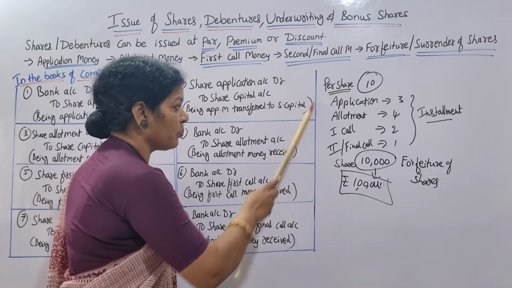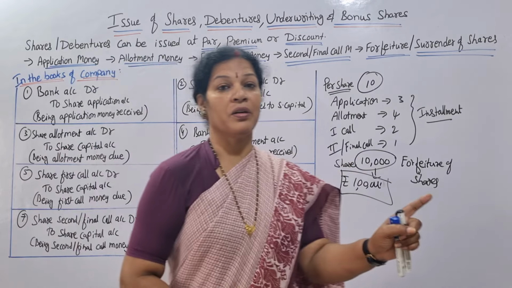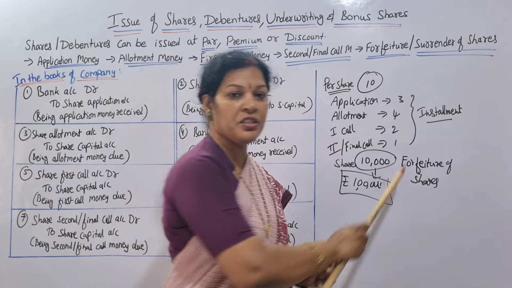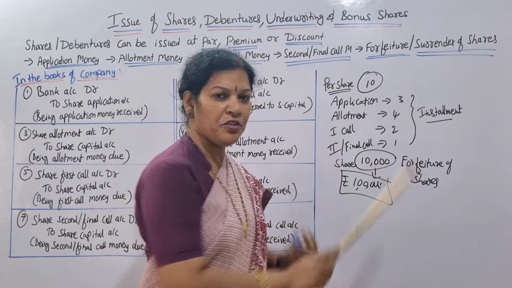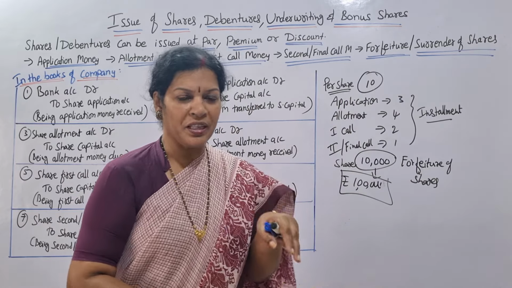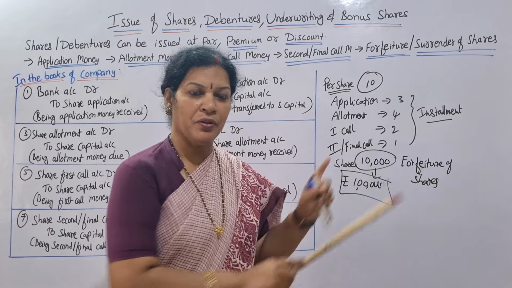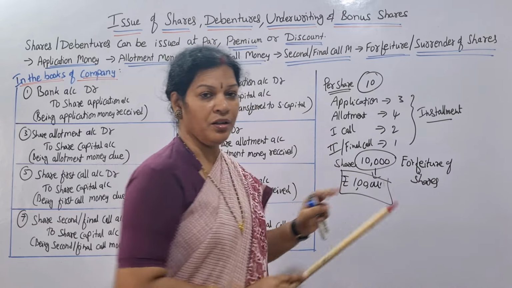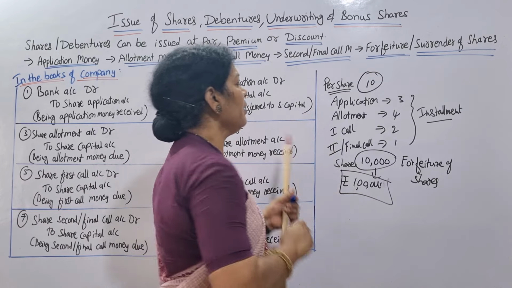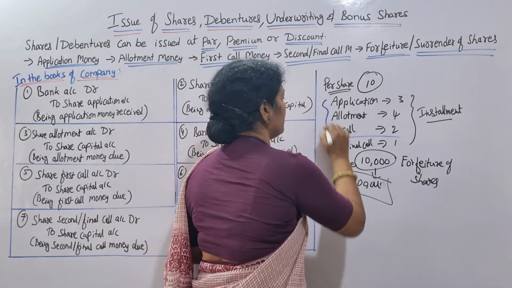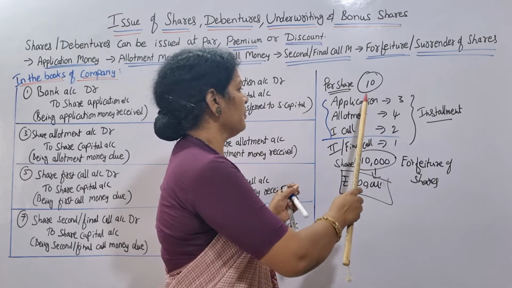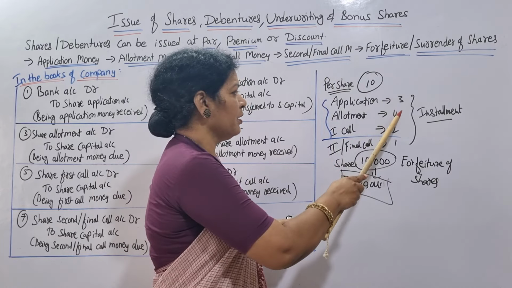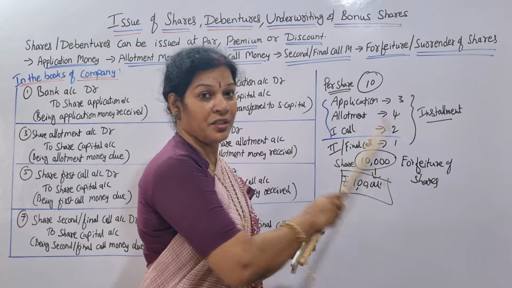Did you get all the points? Now, this one also please remember. Any shareholder need not pay the total share amount at a time. He has to pay on installment basis. On application, some amount for buying the application, at allotment time some amount, first call some amount, and second or final call some amount. Sometimes there may not be a second or final call, and only these three are there: application, allotment, second call. Suppose the second call is 3 rupees. 10 rupees over, na? 3, 7, 3, 4, 3. Over.